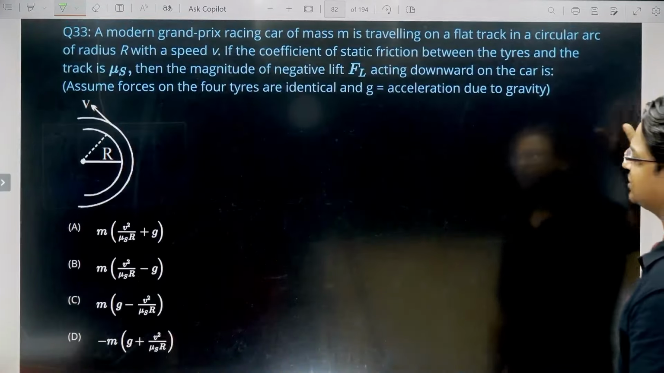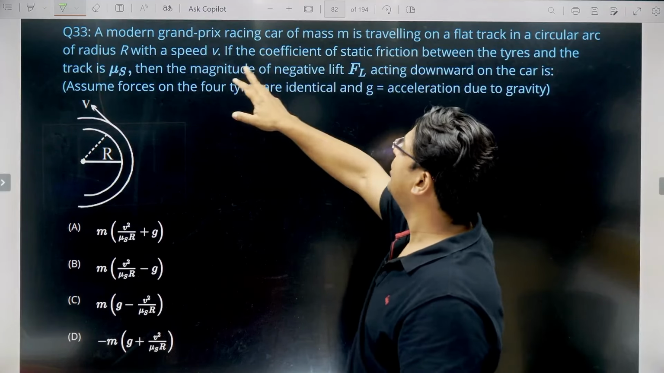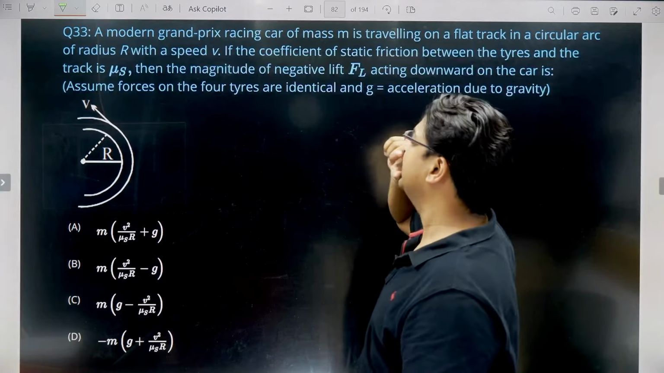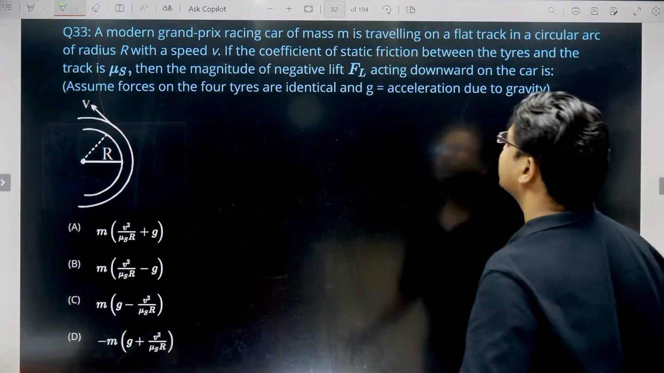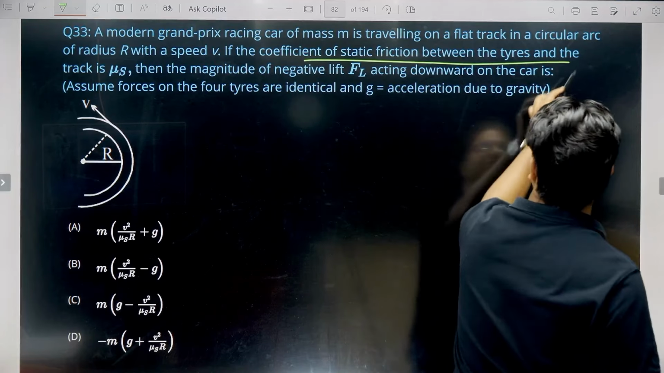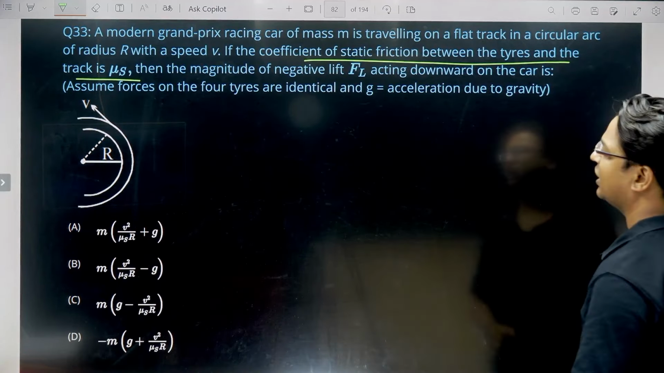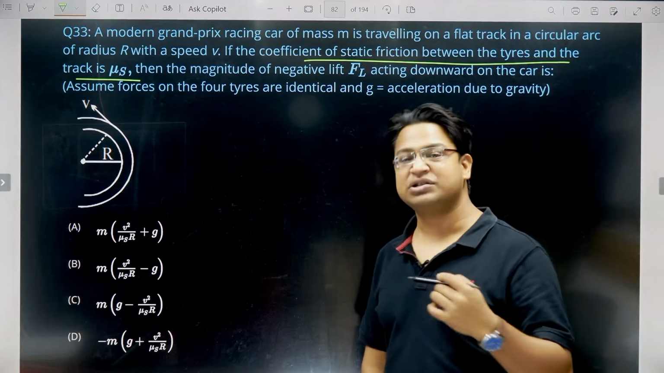This again, I remember this is one of the previous questions, a bit controversial here. The question says that a modern Grand Prix racing car of mass M is traveling on a flat surface with a radius r with a speed v. The question says that the coefficient of static friction is so and so. And then it is asked, the magnitude of the negative lift acting downward on the car is. Okay, it doesn't tell us anything. I'll tell you what we are assuming to solve the question.